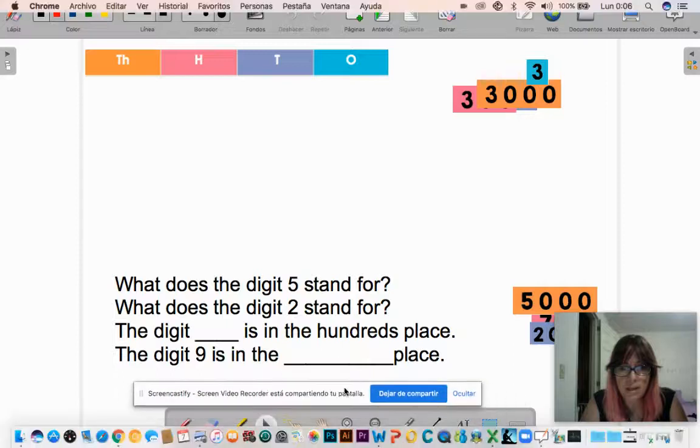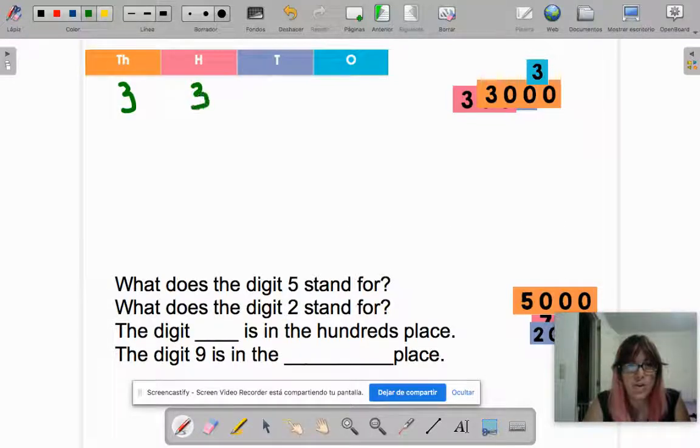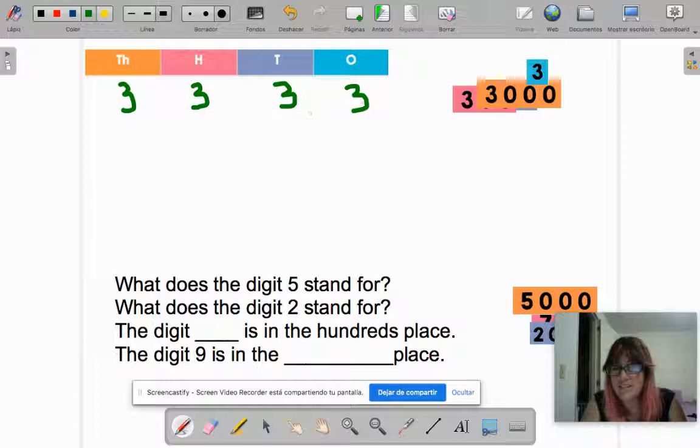Imagine, let me move this a little bit. Imagine that, like I explained last week, let's use green today. We have 3,333. Remember when I explained this? You see the same digit in all the places. But I explained last week, and that's what we are doing today, that it is very important because they don't equal the same thing. And that's what we call the value.